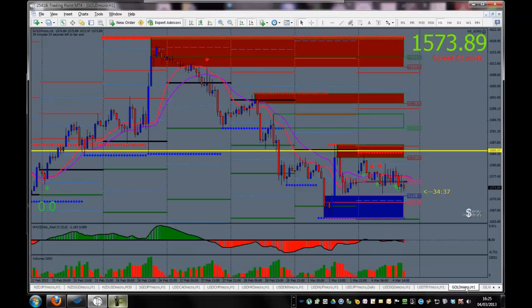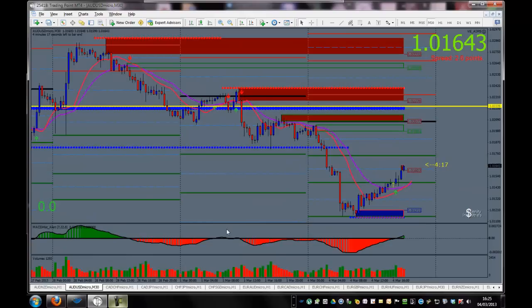Let's see. Okay, some of the commodities here. Let's see if I can find the Australian dollar, US dollar. Okay, here's the Australian dollar, US dollar. Okay, 30 minutes. This was a nice break above the pivot area. Resistance or support to pivot.